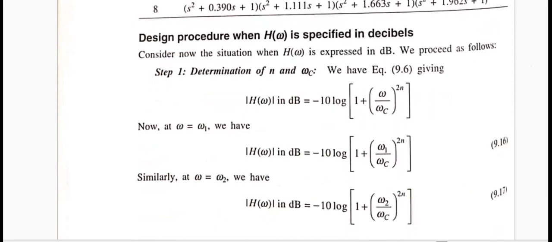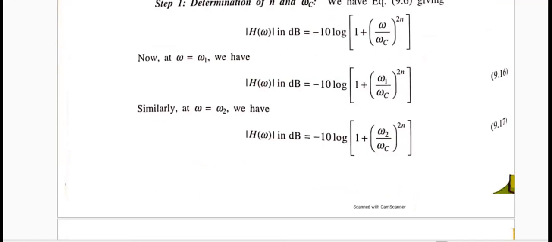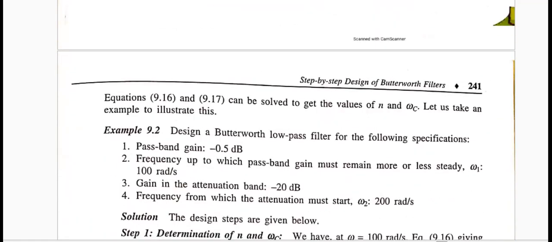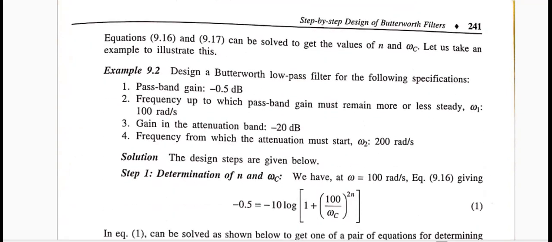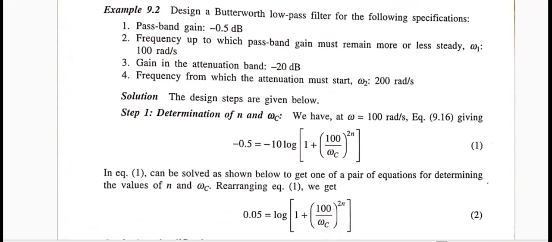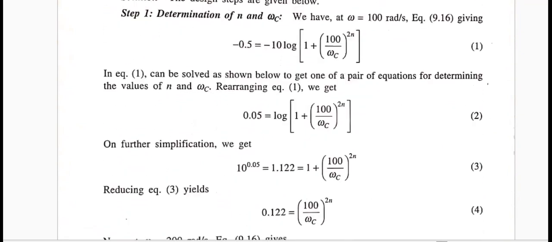Design procedure: the H omega is specified in decibels. In the other case, we specified the value with a relative number like 0.9, 0.4, something like this. Now it will be expressed in decibels, so you need the formula of the log. Please go through this expression. These are very simple things. In the first step, we need to consider the log expression, and other than that, everything will remain the same. So you don't have any other changes. And one example has been given here, so please go through this example.